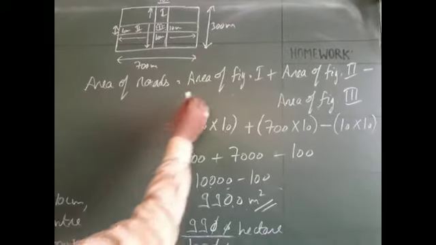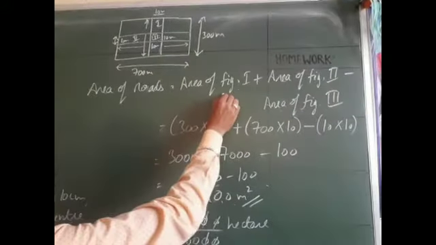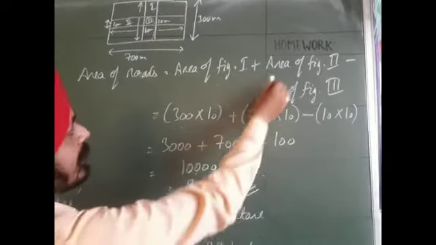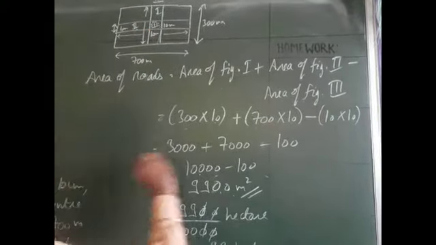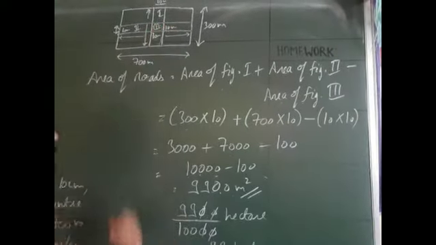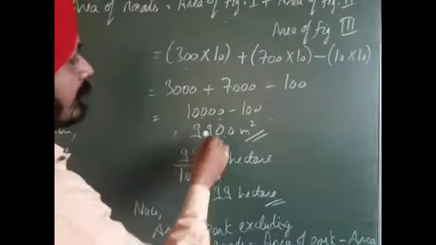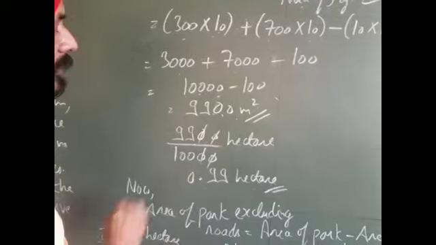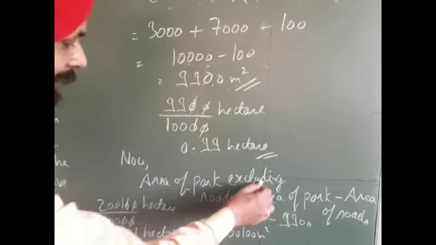Area of roads, you will find: area of figure 1 plus area of figure 2 minus area of figure 3. Area of figure 1, you can see length is 300 meter and breadth is 10 meter, so 300 into 10, plus area of figure 2. Figure 2 is this, its length is 700 meter and breadth is 10 meter, 700 into 10, minus area of figure 3, its side is 10 meter, so side into side, 10 into 10. You will get 3000 plus 7000 minus 100. Simplified, you will get 9900 meter square. You have to convert in hectare, so divide by 10,000. You will get 0.99 hectare. Now you have to find area of park excluding roads.